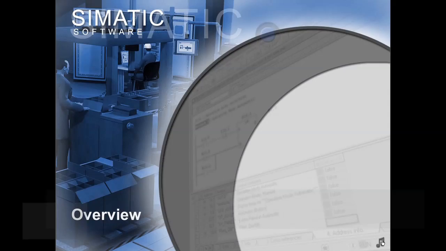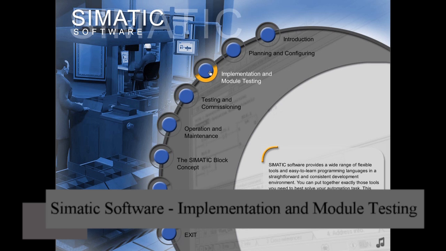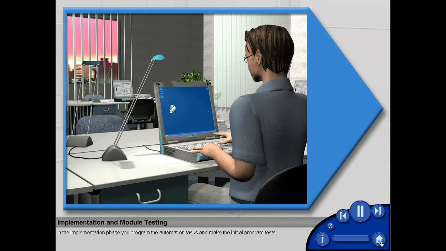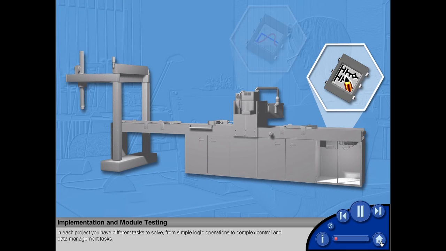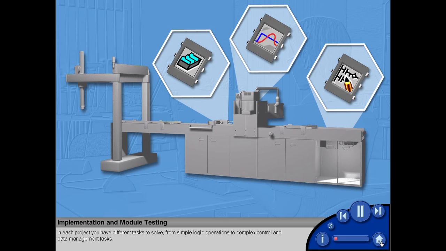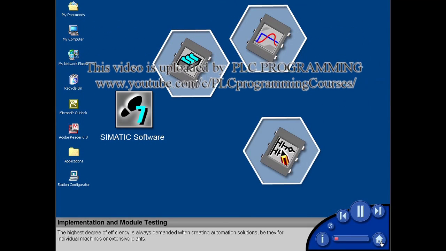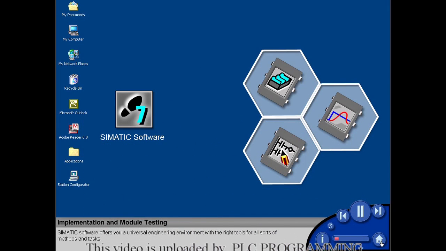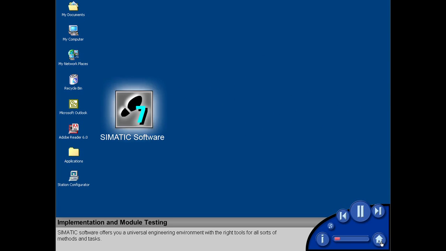In the implementation phase, you program the automation tasks and make the initial program tests. In each project you have different tasks to solve, from simple logic operations to complex control and data management tasks. The highest degree of efficiency is always demanded when creating automation solutions, be they for individual machines or extensive plants. SIMATIC software offers you a universal engineering environment with the right tools for all sorts of methods and tasks.